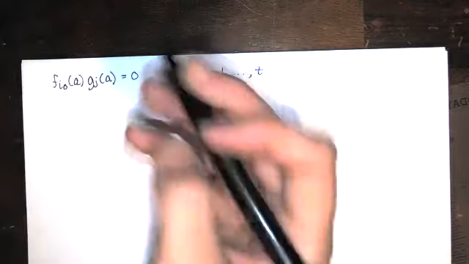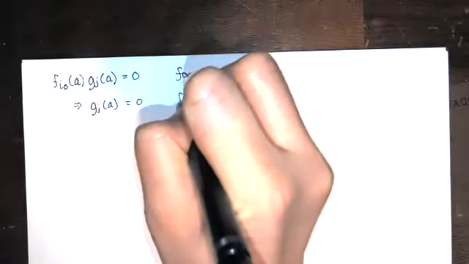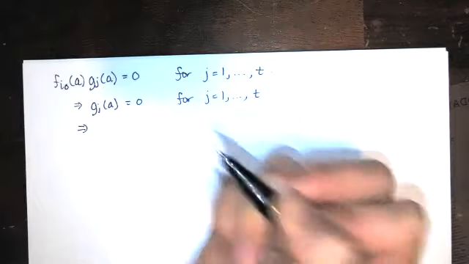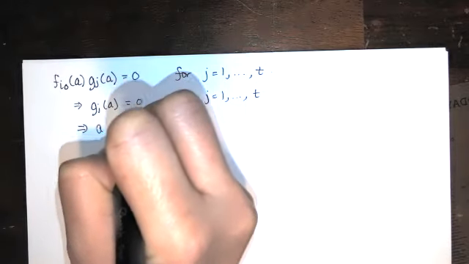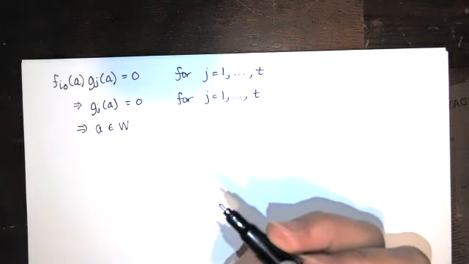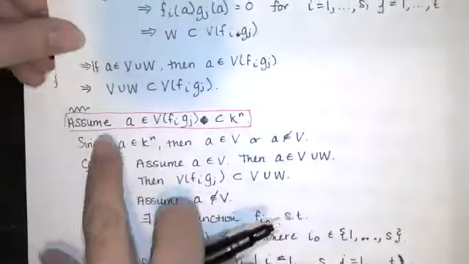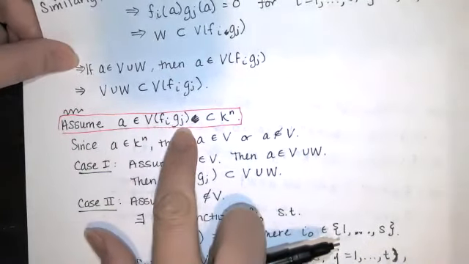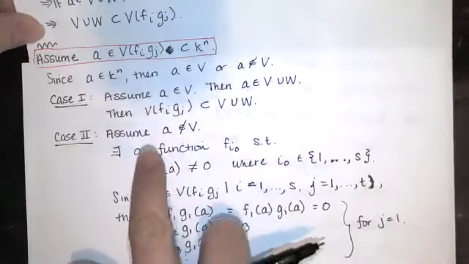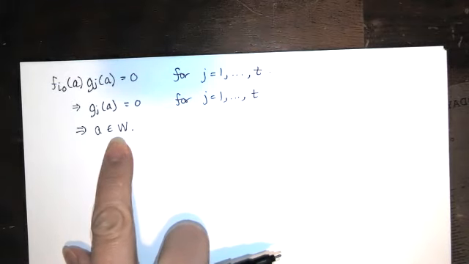Well, if this is non-zero, that means that the g sub j of A are all 0 for j equals 1 through T. And that is the definition of being in the set W, because that means A satisfies all of the equations for W. So what we've just shown is that if A belongs to this affine variety and A is not in V, well then A has to be in W.